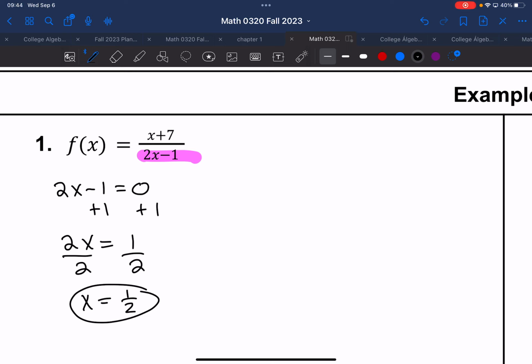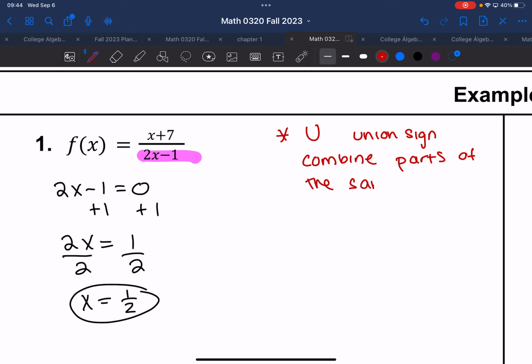So in these types of problems, when we are working on the domain, we are going to be using the union sign. I think we talked about this, can't remember. So the union sign is what we use to combine two parts of the same domain. Okay.